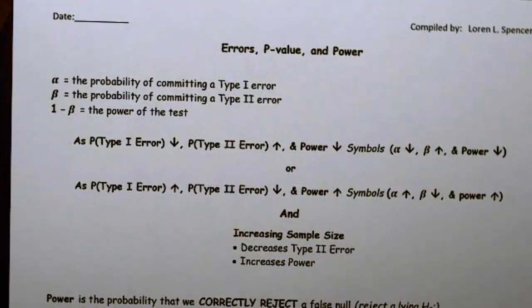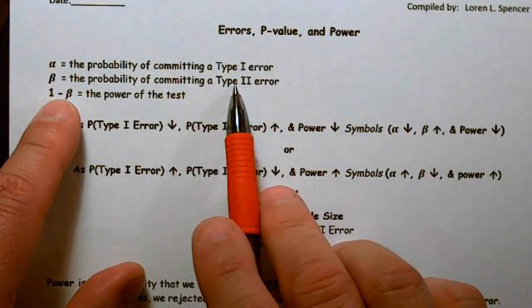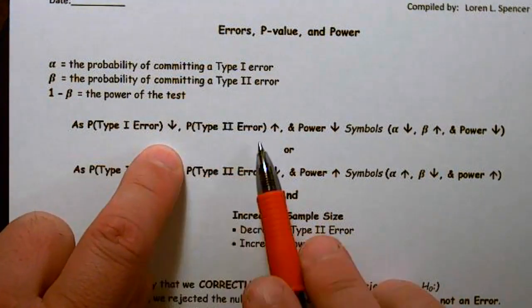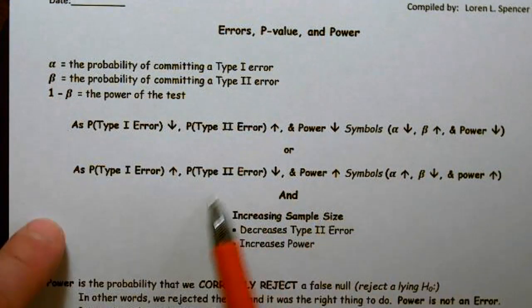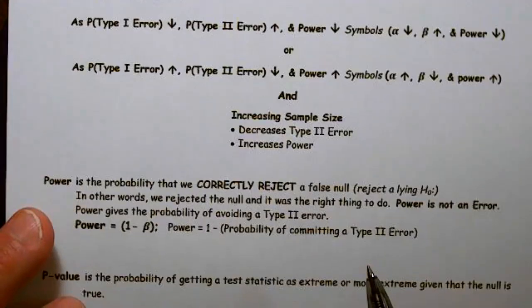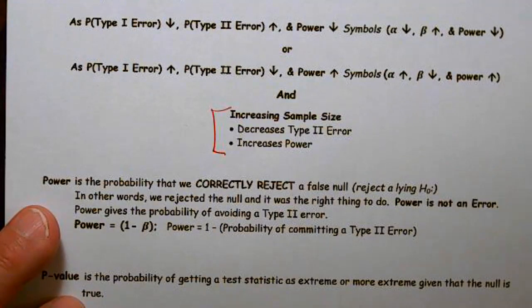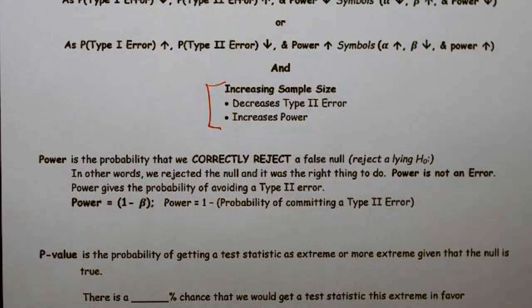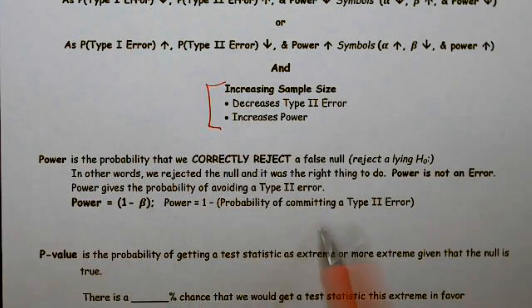And this right here is a reminder of the symbols. Alpha is the probability of committing a type 1. Beta, the probability of committing a type 2. As type 1 error goes down, type 2 error goes up, and power goes down. In other words, alpha, beta, power. Same thing here. This is really key. If you increase sample size, it decreases type 2 error and increases power. There's a definition of power. Please remember power does equal 1 minus the probability of committing a type 2 error.